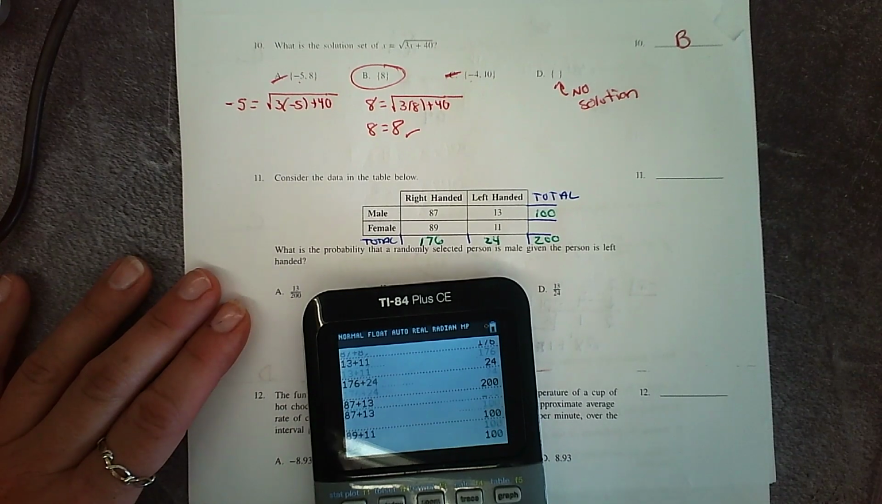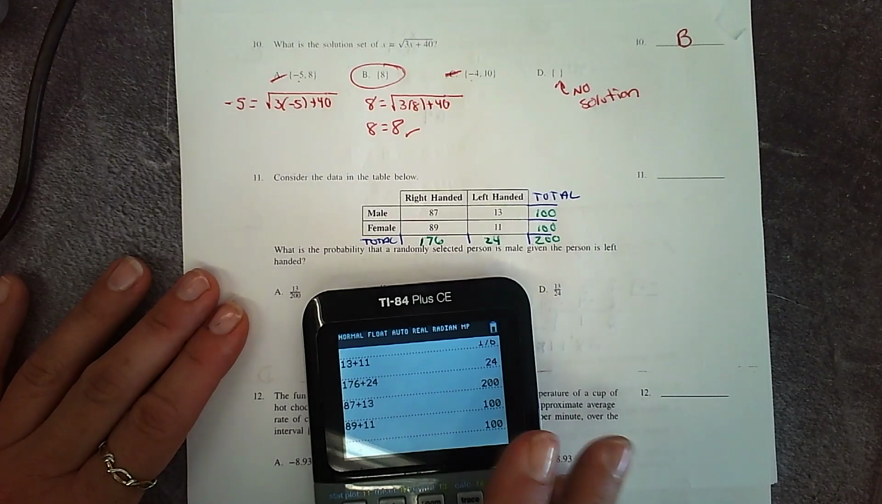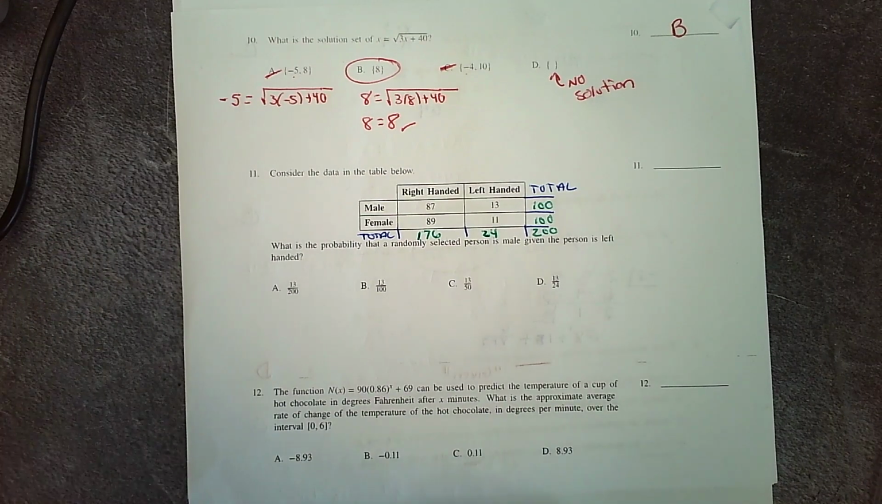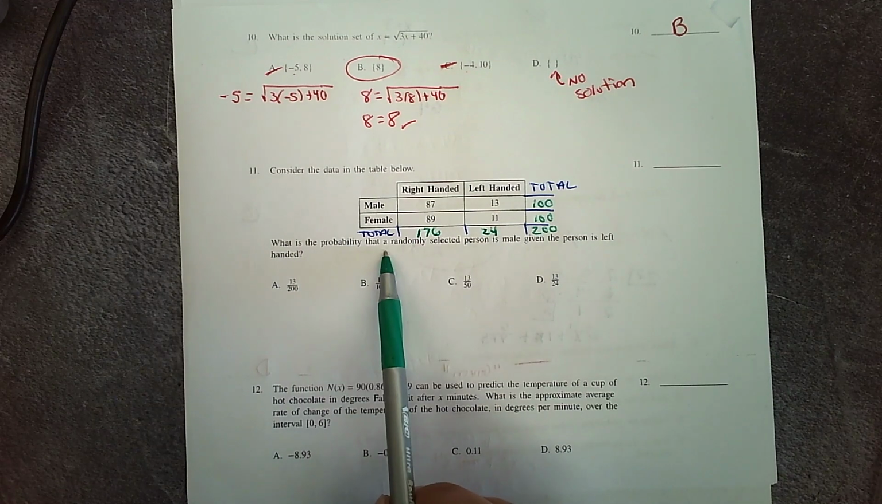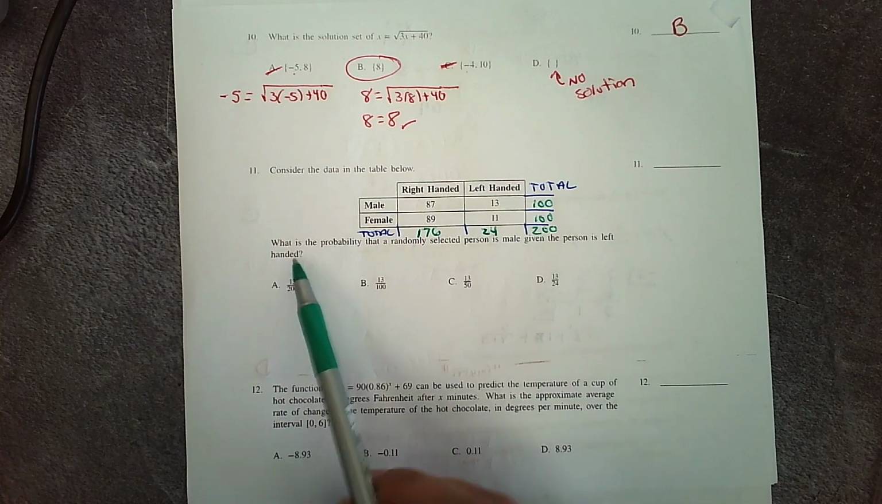89 plus 11 is 100. Now, if you did it right, they should add up to be the same number, which they do. All right, now I'm going to read the question. What is the probability that a randomly selected person is male given they're left-handed?